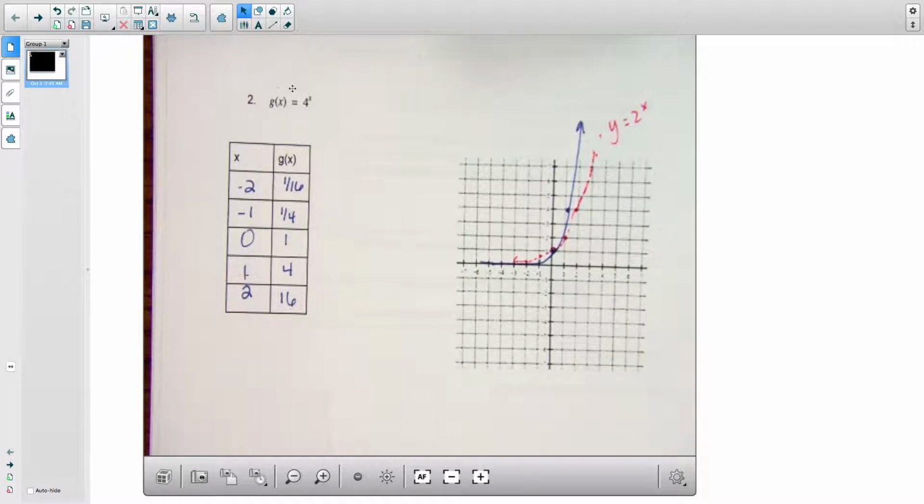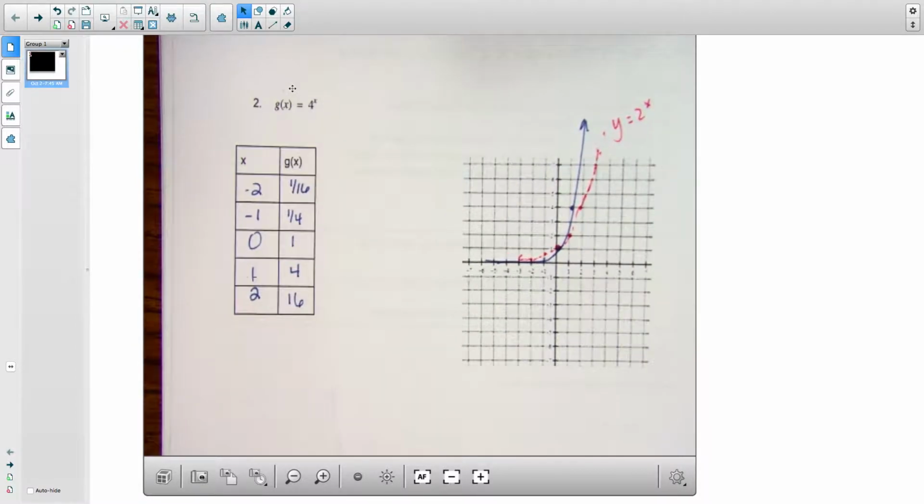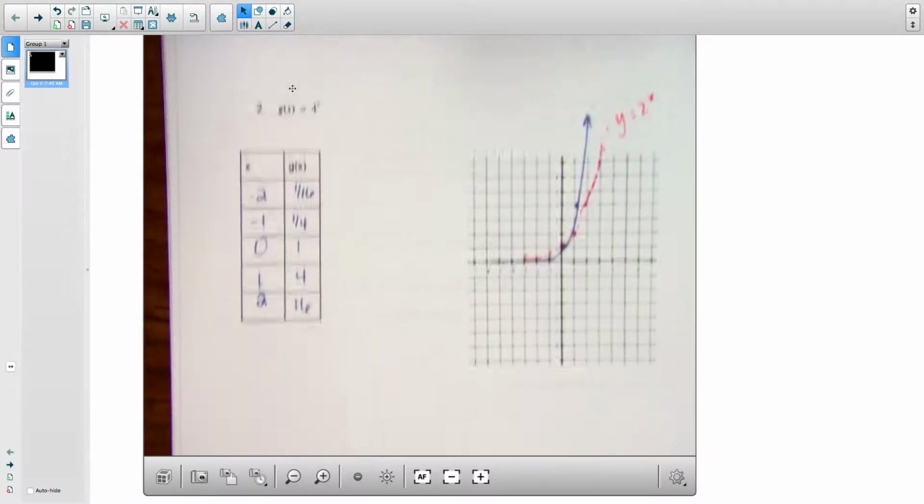What happens over here for the negative exponents? It's closer to 0. It's going to get closer to 0 a whole lot faster. All right? Questions there? Everybody done?